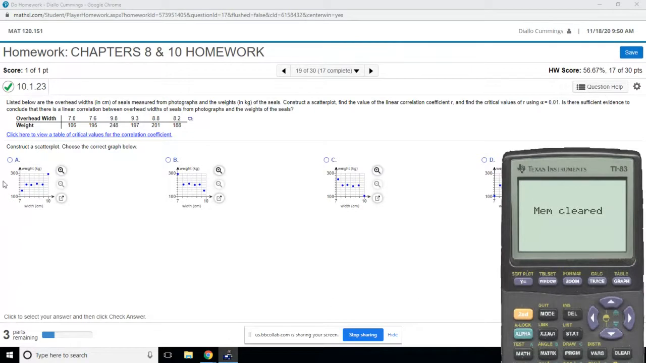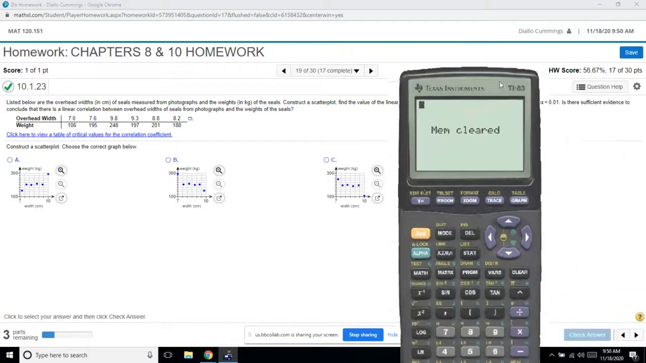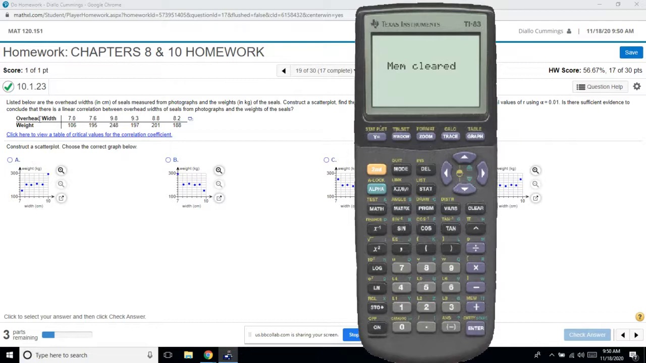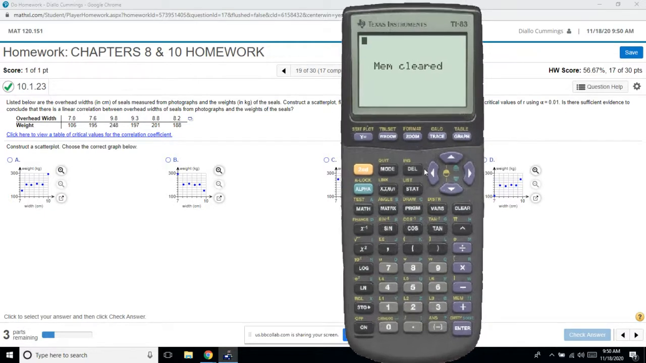All right, so the first thing we want to do is construct a scatter plot. In order to construct a scatter plot, I'm going to take my overhead width and treat that as X, or L1, in my calculator. I'm going to take the weight and treat that as Y, or L2. So in order to plot these points, the first thing we want to do is put the points in our calculator.